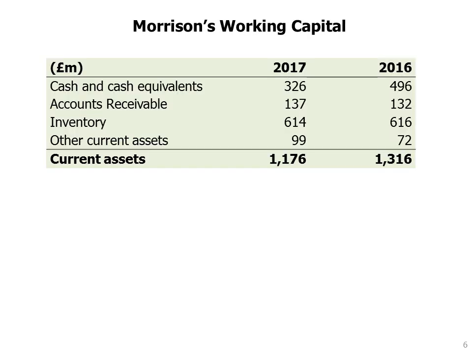And here's an example of Morrison's working capital. So cash and cash equivalents, 326 million. Accounts receivable, relatively small number, 137 million. Inventory much larger, 614 million, other current assets 99, total current assets is 1176.